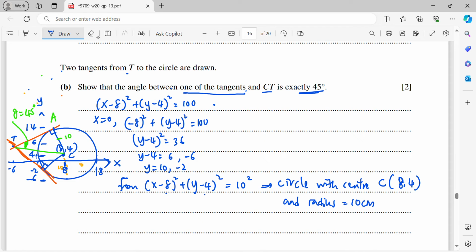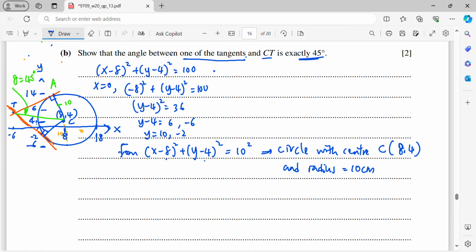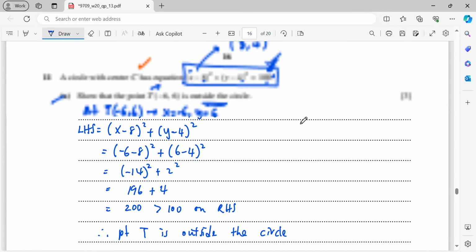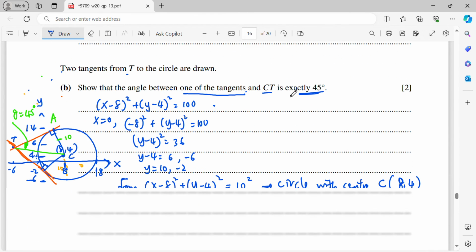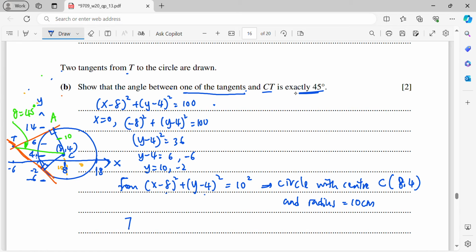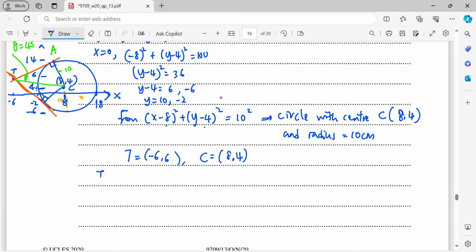Now I'm referring to AT, AT as the tangent. So when you refer to this, now I need to know what is my TC, because the T is given. The T is with coordinates minus 6 and 6. So I will write T with coordinates minus 6 and 6, and then my C is with coordinates 8, 4. So I need to find out what is my TC.